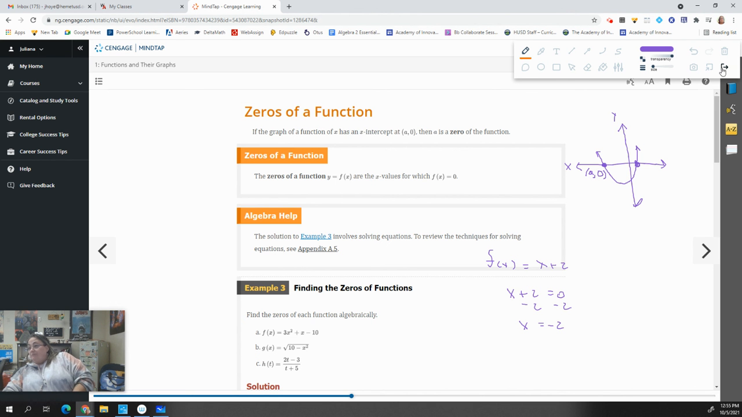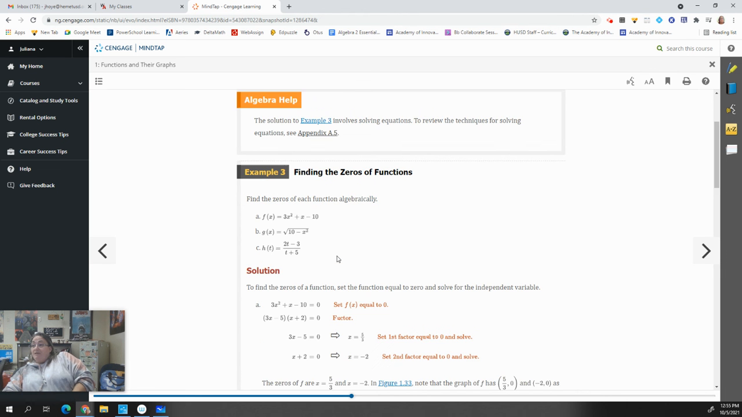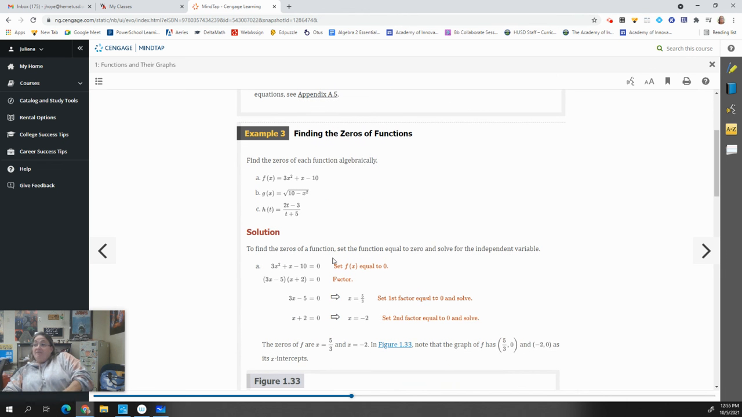Make some sense? I hope so. Let's look at this problem. It's all solved out for us. We got 3 problems right here. We have 3x squared plus x minus 10, right? The way they do it is they factor this problem.